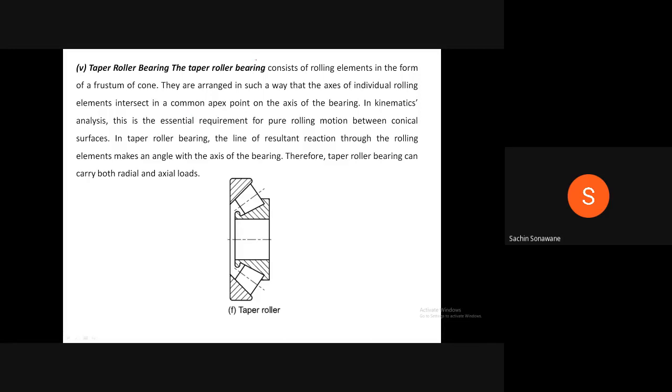Taper roller bearing. Now see that taper roller. The rolling element is having taper. That's why it is known as taper roller bearing. The taper roller bearing consists of rolling elements in the form of a frustum of a cone. They are arranged in such a way that the axes of individual rolling elements intersect in a common apex point on the axis of the bearing. In kinematic analysis, this is the essential requirement for pure rolling motion.